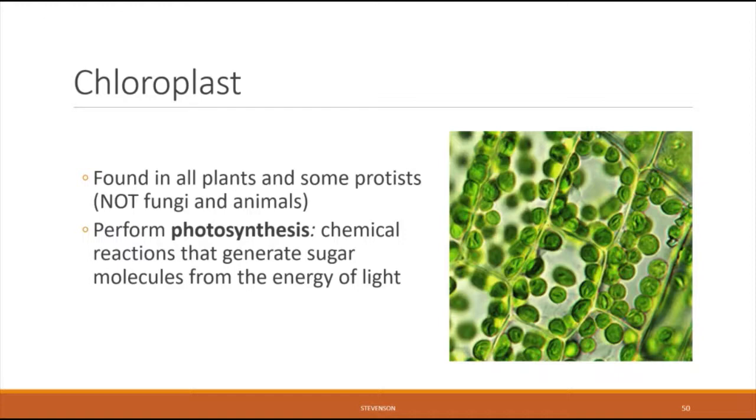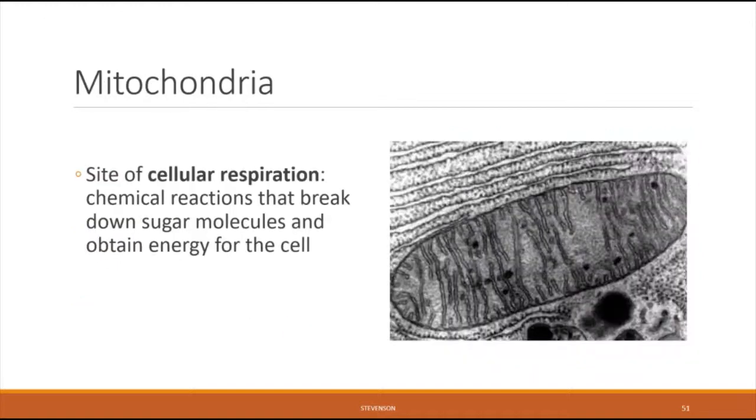Another interesting thing about chloroplasts is that they contain their own set of DNA, which is separate from the DNA that is found in the nucleus of the cell. We're going to circle back to that fact later and talk about why that is the case. But before we do, we're going to talk about one more organelle, and that is the mitochondria.